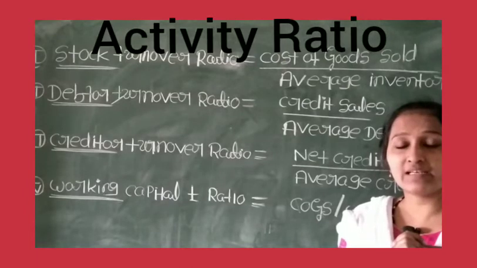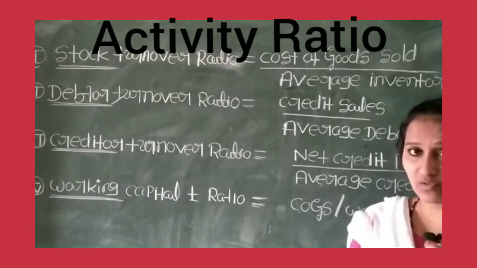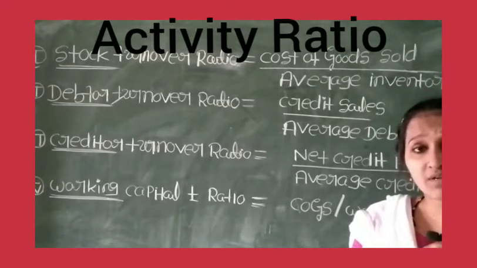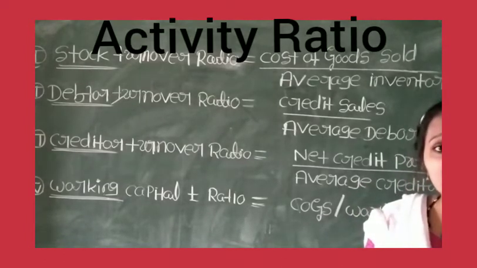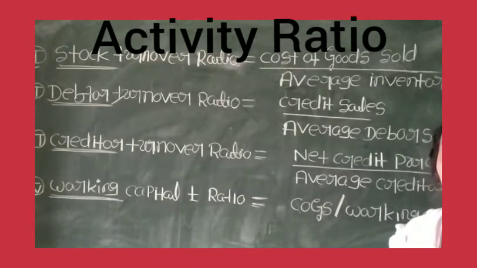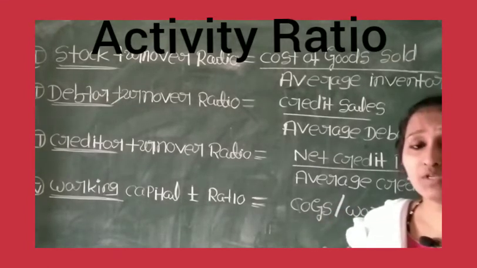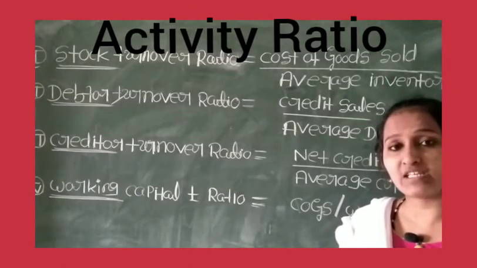So to know the working capital turnover ratio, how much capital is contributed by the owner, how much capital is actively engaged in the business operating activity, if you want to see it in the form of a ratio, in a mathematical expression, you are supposed to take cost of goods sold divided by working capital, which is contributed by the owner in the company. So these are the four important formulas which are part of activity ratio.